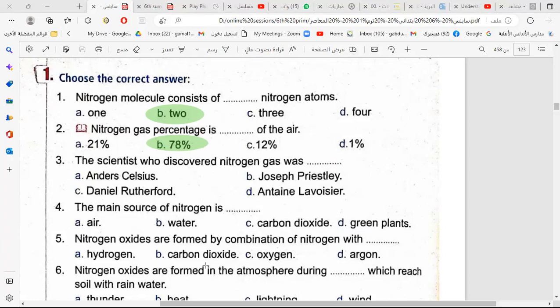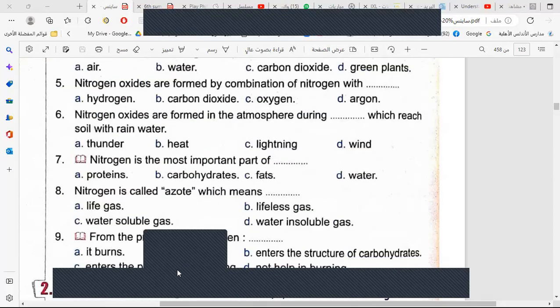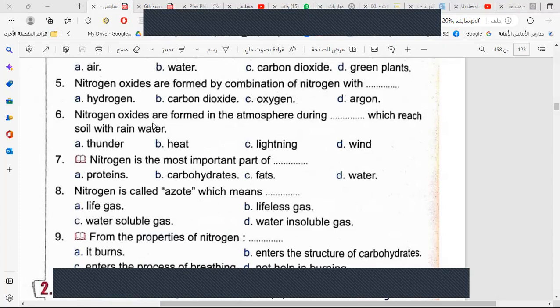Scientist who discovered nitrogen. Daniel Rutherford. Daniel Rutherford. Very good, Muhammad. Now, Basil Raslan. Are you ready, Basil? Yes. The main source of nitrogen. Thank you, Basil. The next will be Muhammad Ahmed. Are you ready, Muhammad? Yes. Read number 5.